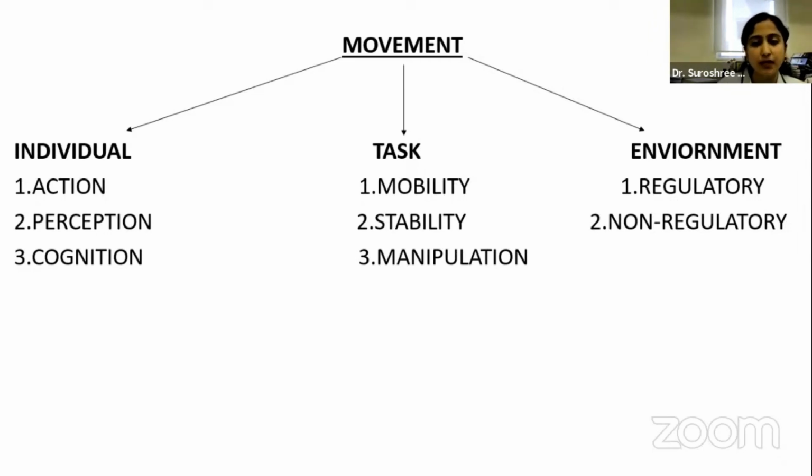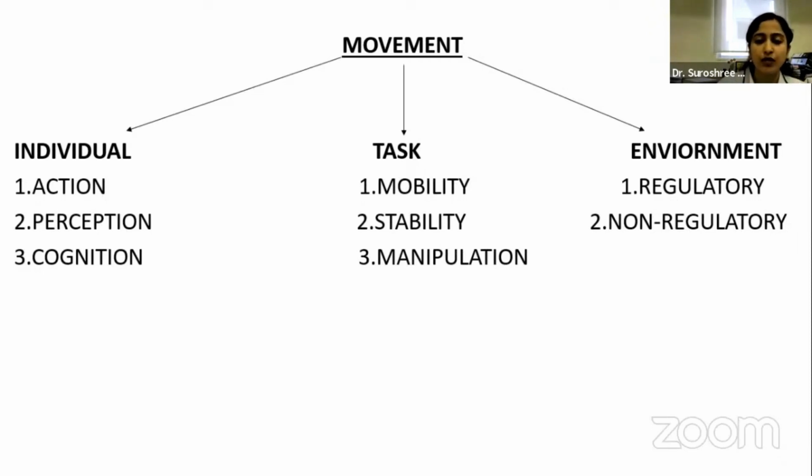Now coming to the second component of movement, which is your task. In task, again, you have three types. Some tasks will require mobility more. The example that I gave in the previous slide was walking, which requires your mobility more. In that component, you need different ranges, you need different muscles acting in a synergistic way to give a proper movement or a proper output. So anything that will affect your mobility, your entire task or your function will get hampered.